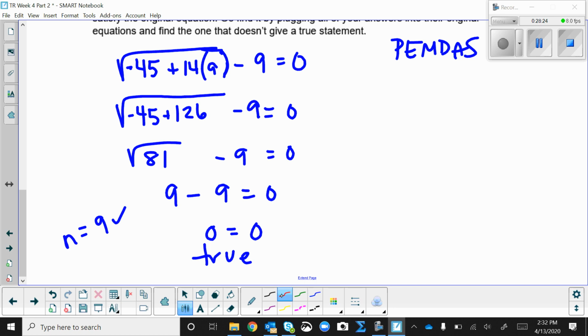Here's how you would know something was not a solution. You plug it in, you do all this work, and then let's say you don't get 0 equals 0. Let's say you're plugging in something and you're testing it out and you get 0 equals 2. Well, that's false. This is the case that tells you when you have an extraneous solution. So your job is to go through all your answers and all the problems on this worksheet and find the one that's extraneous or false.